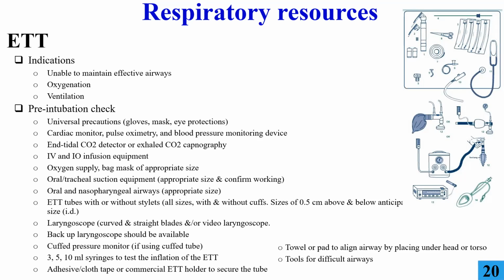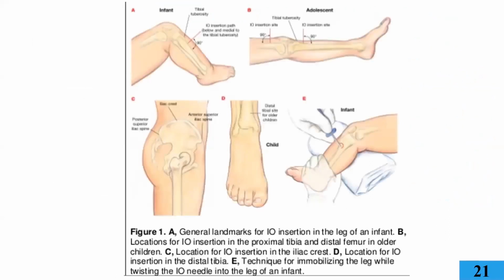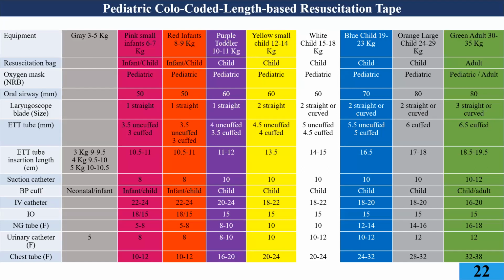You need towels to cover the baby and clean any secretion. You need pads or pillows to align the airway of the baby, okay? And you need tools if you have a difficult airway and difficult intubation. You need to learn how to put in an intraosseous line if you cannot quickly place a peripheral IV, especially in a shock patient.